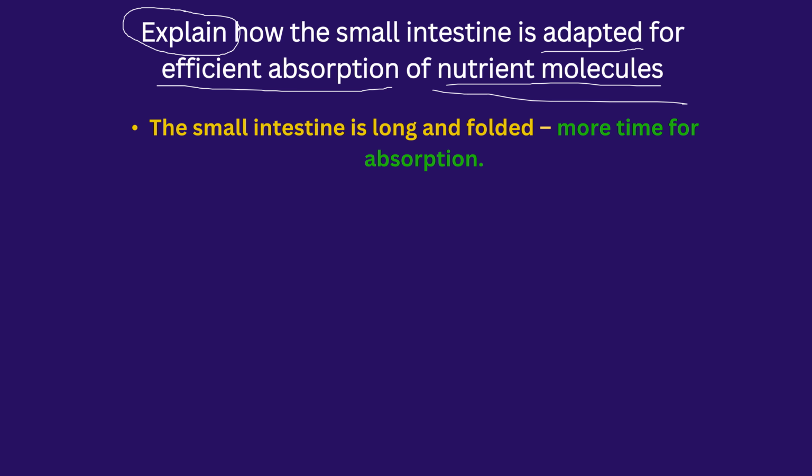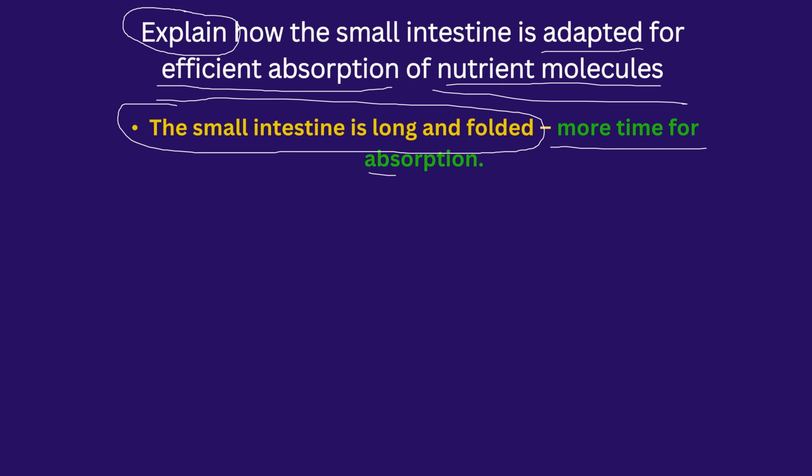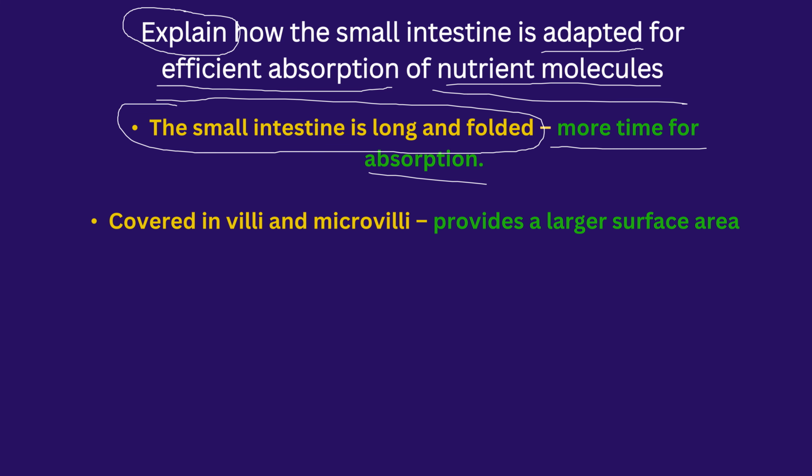Okay, so how does this allow for efficient absorption? Yeah, it provides more time for absorption. So if you go to the exam and all you write is this bit, the small intestine is long and folded, that's the adaptation. You did not explain how this adaptation allows for efficient absorption, and that is why you need to add this to it. So let's read it one more time. The small intestine is long and folded, so more time for absorption. Next one, the small intestine is covered in villi and microvilli. So what? So it provides a large surface area.